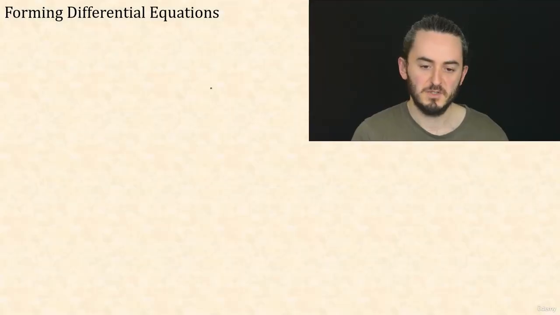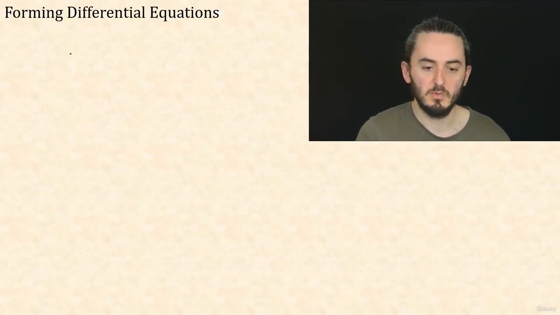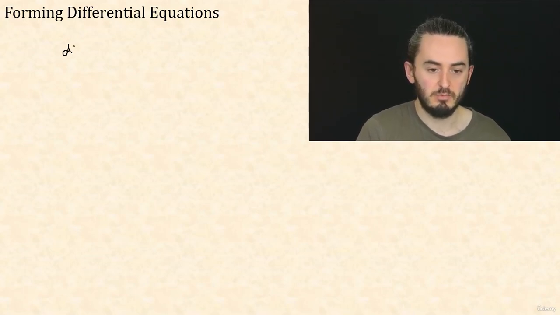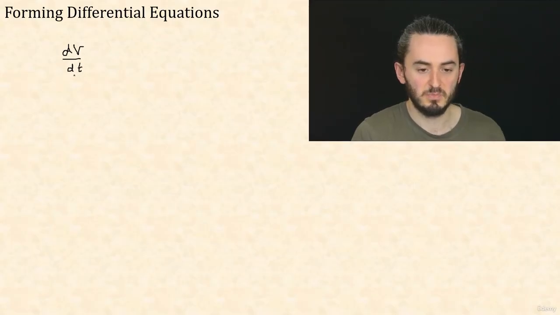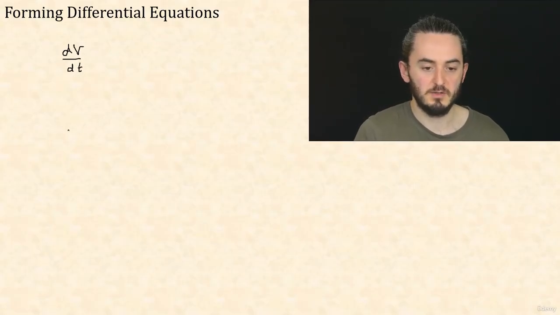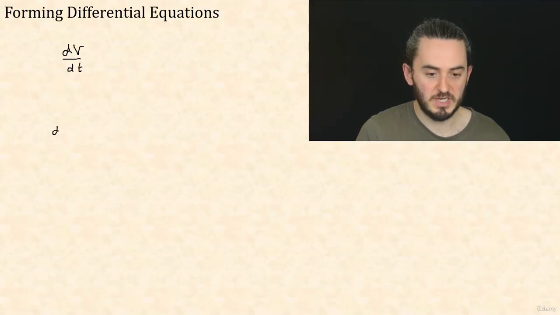Very often you're told that something is changing at a certain rate. Maybe the volume of a balloon is changing at a certain rate. We've seen before that if something is changing at a certain rate, it's a derivative with respect to time. So the rate of change of volume would just be dV by dt. Or, for example, the rate at which area is changing would be dA by dt.